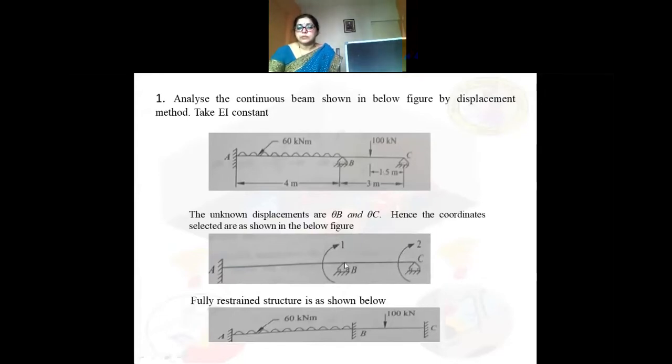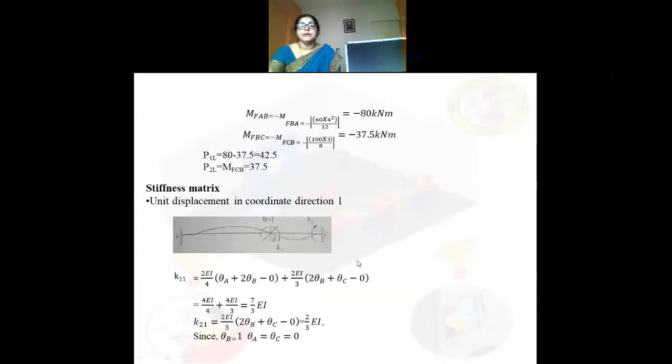So at coordinate 1, there is a support B which is connected to span BA and span BC. So what are the final forces developed at support B? I have to use the equilibrium condition. What is the equilibrium condition? MFBA plus MFBC is equal to 0. What is MFBA? MFBA is 80. What is MFBC? It is minus 37.5. So 80 minus 37.5, what is the answer I am going to get? I am going to get 42.5 kilonewton meter.